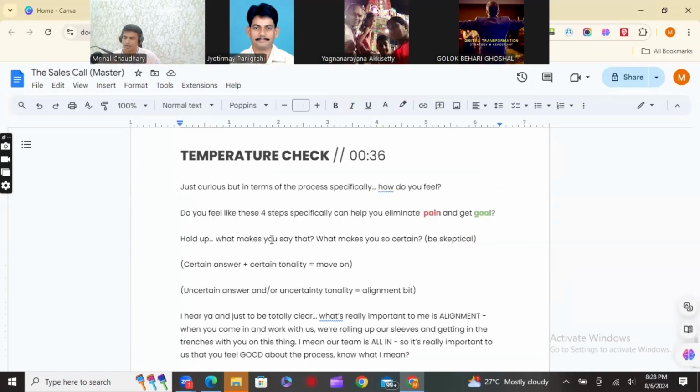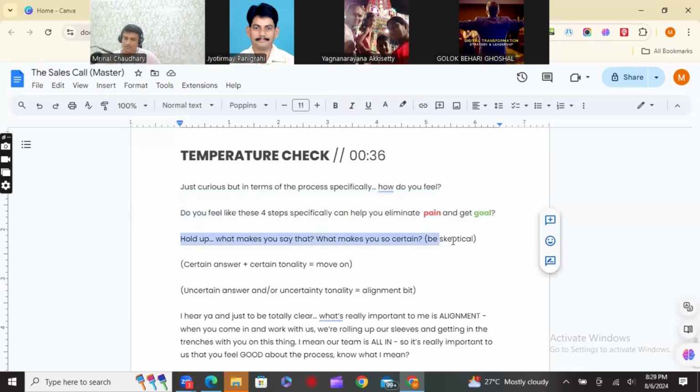Then you have to do a temperature check. How can you do this temperature check? Just curious about this process. How do you feel about this process? You have set out your process. Now, do you like my 4-step process that eliminates your pain and gets you results?